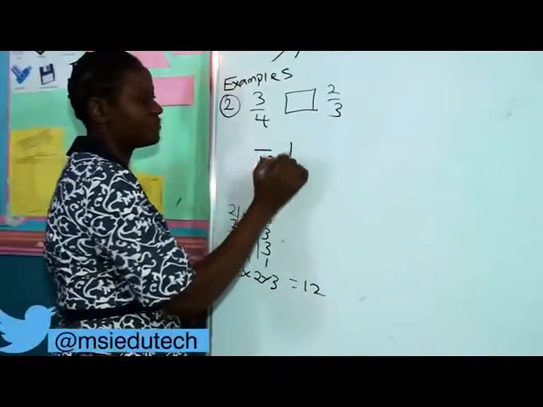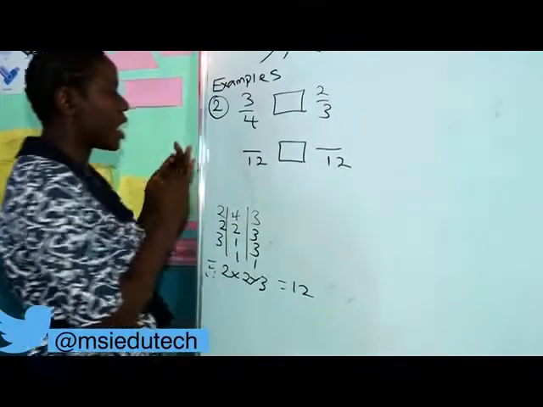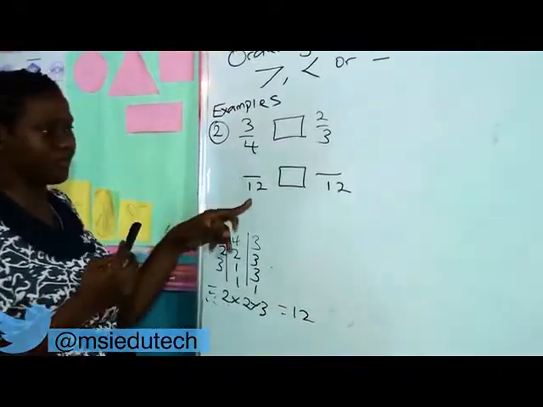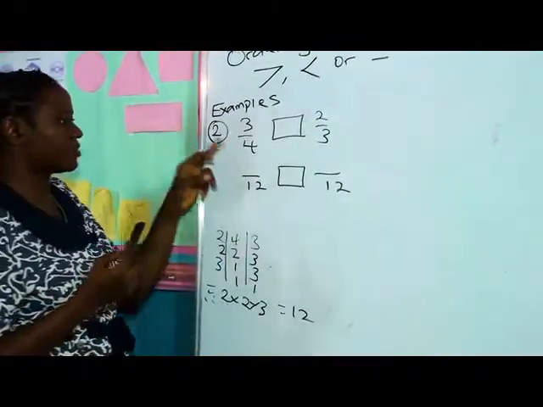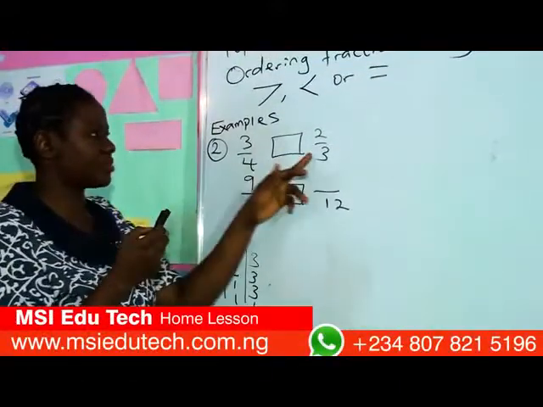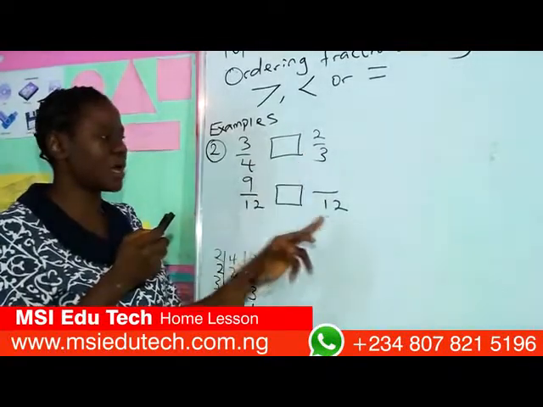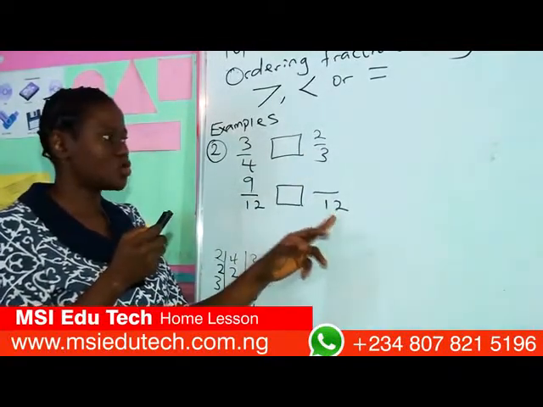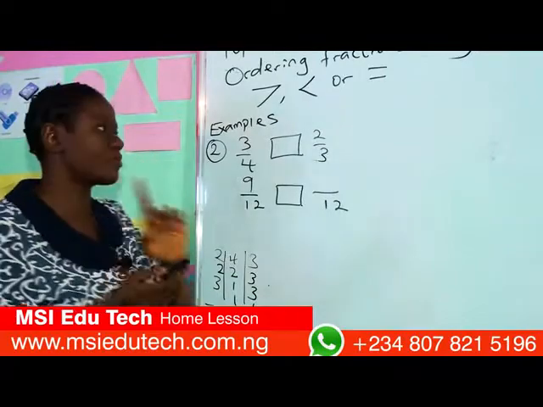So we have over 12, over 12. How many 4 can we find in 12? 3. 3 times 3 is 9. Now, how many 3 can we find in 12? 12 divided by 3 will give us 4.